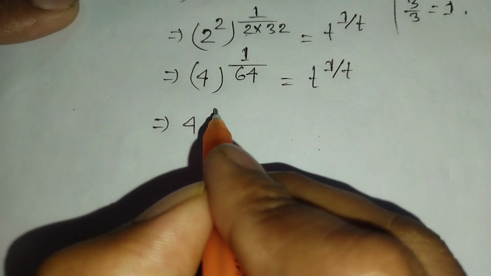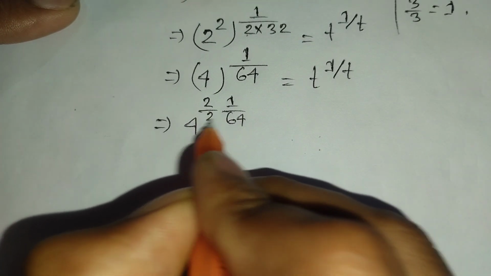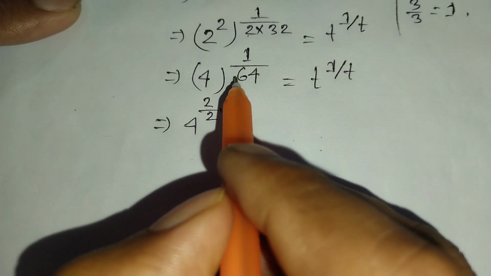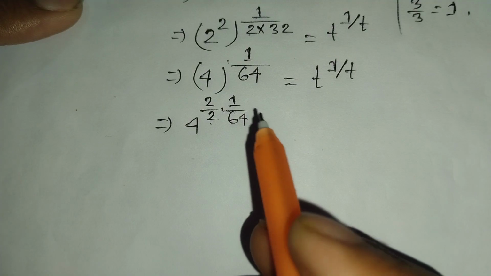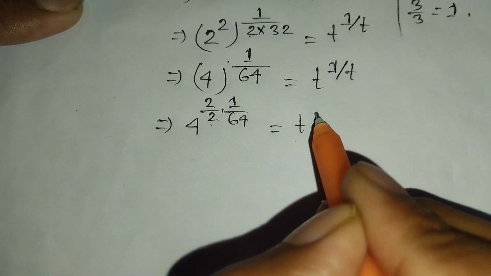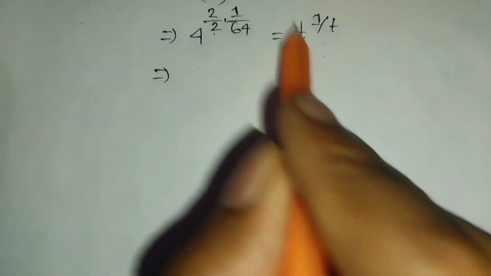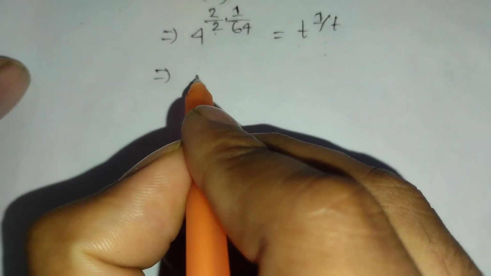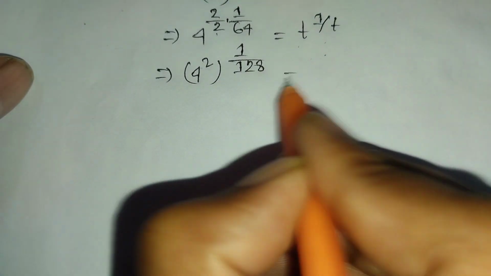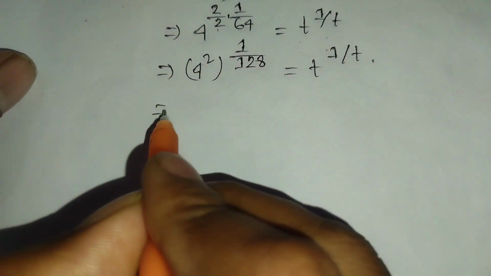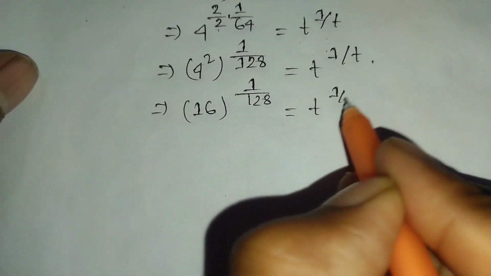Again 4, 1 divided by 64, we get here 2 into 2. You can see here also a 1, so 1 means 2 divided by 2, that means 1. So we repeat this term again and again on the right hand side. So 4 squared, this power and this power multiply by 64, that means 1 to 8, t to the power 1 divided by t. This one is 16, 1 to 8, t to the power 1 divided by t.